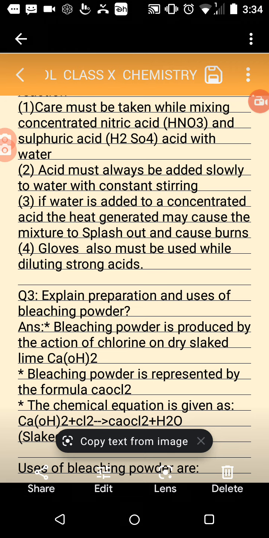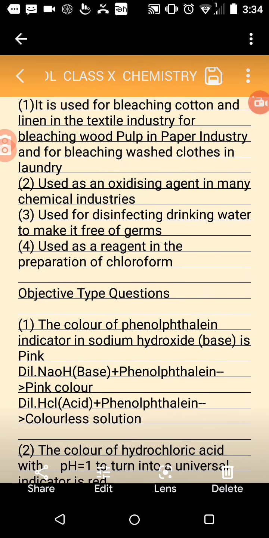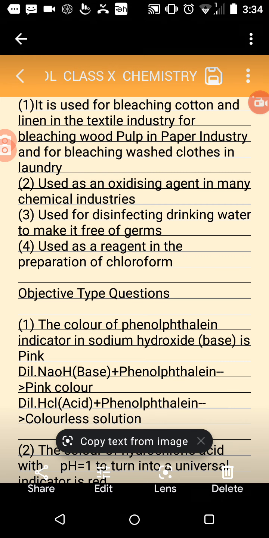Now we'll move on to the next part of the question, that is, what are the uses of bleaching powder. The first use is that it is used for bleaching cotton and linen cloths in the textile industries. Again, it is used for bleaching wood pulp in the manufacture of paper, and also for bleaching clothes in many laundries.